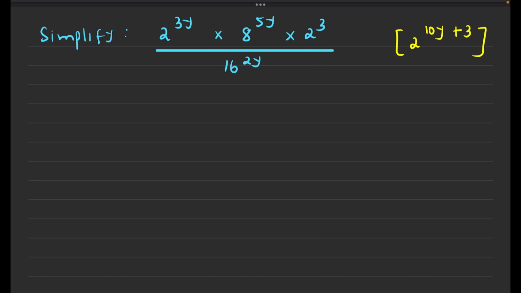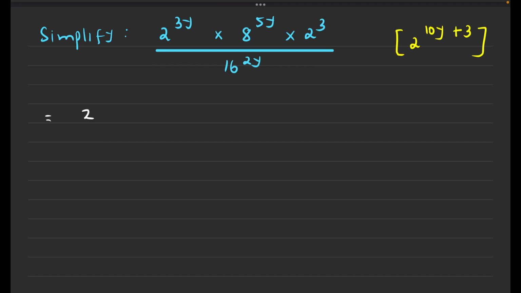Simplify 2 to the power 3y times 8 to the power 5y times 2 cubed, all divided by 16 to the power 2y. Once again, guys, I want you to do this by yourself at home and see if you're going to indeed get 2 to the power 10y plus 3. Okay, so the first thing I'm going to do here, I'm going to look at all the bases, and I want to express the bases as prime numbers, right?